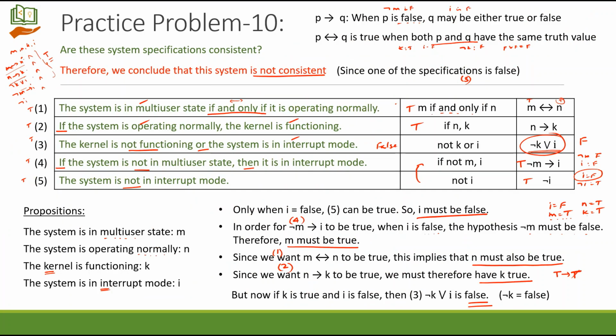If there are 4 or 5 variables, you cannot keep on checking in a timed exam. Find the values of all the propositional variables and try to apply them in every specification and check whether all the specifications give you true. Since we don't get true for the third specification, since it turns out to be false, and even in the truth table, since we found all the 16 rows are giving false, we are concluding that this system is not consistent. With this problem, we are completing this video.